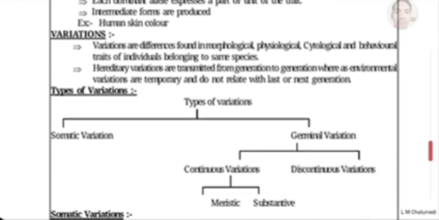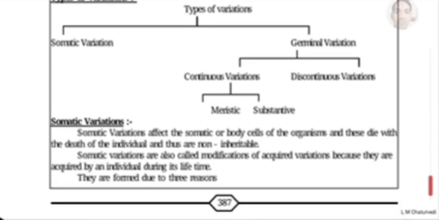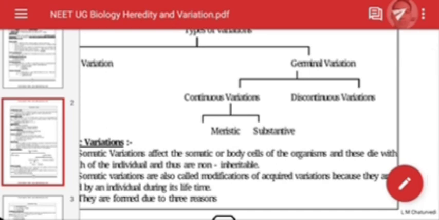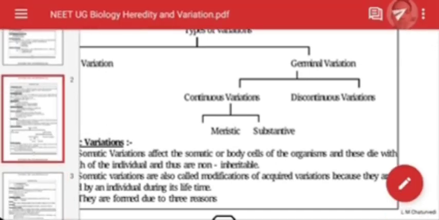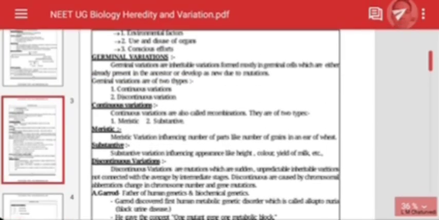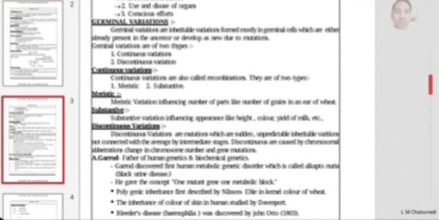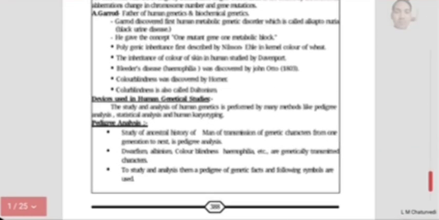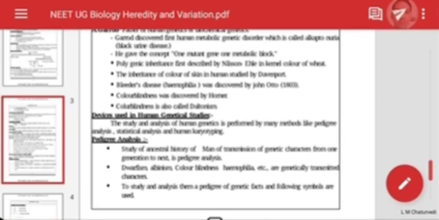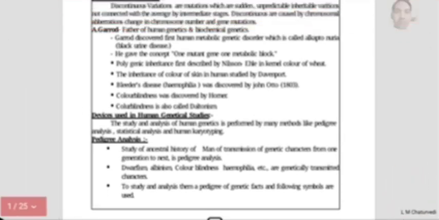Some more definitions here: variations. These variations are seen in morphological, physiological, cytological, and behavioral traits in different kinds of species, and these variations are a major source of adaptations and evolution. Different kinds of variations are found, such as somatic variation. We will learn variation in the evolution chapter. Variation is not our topic here.